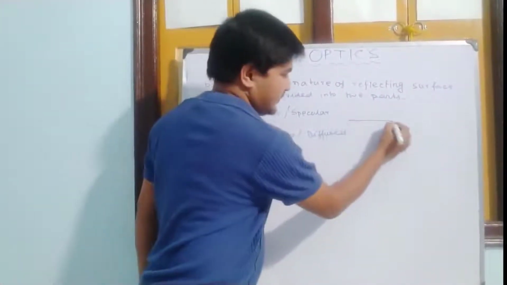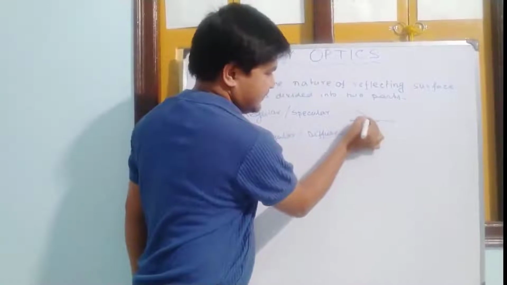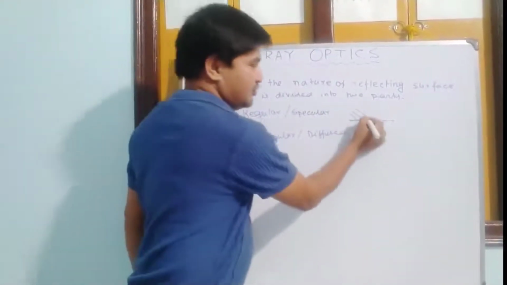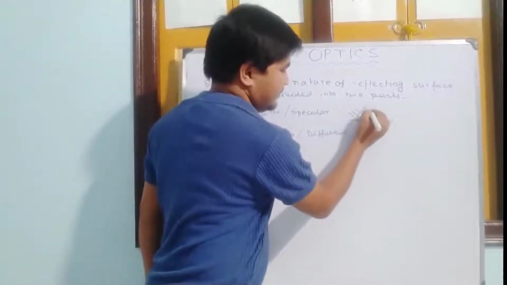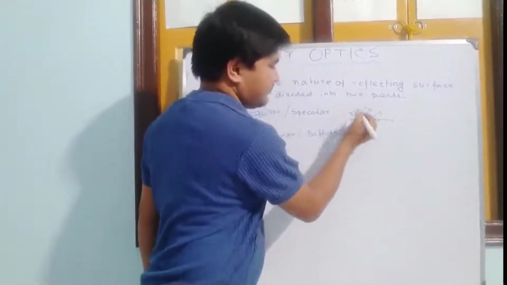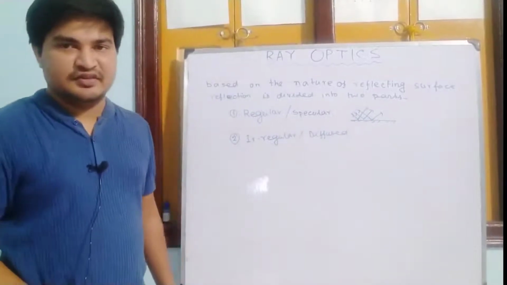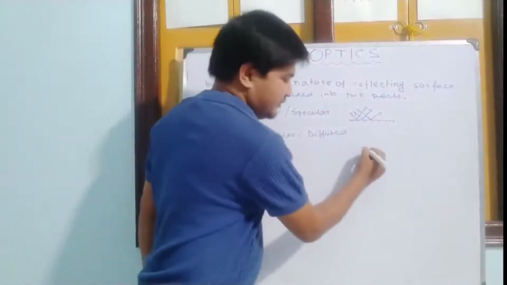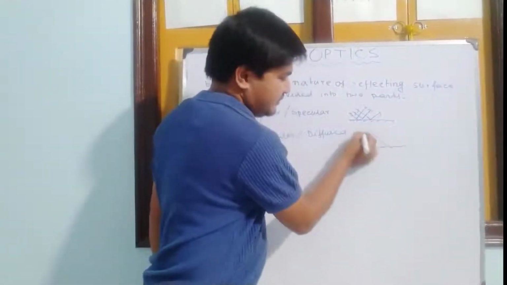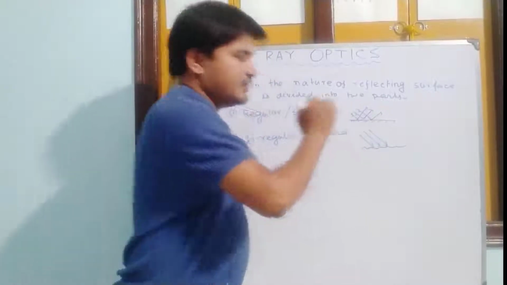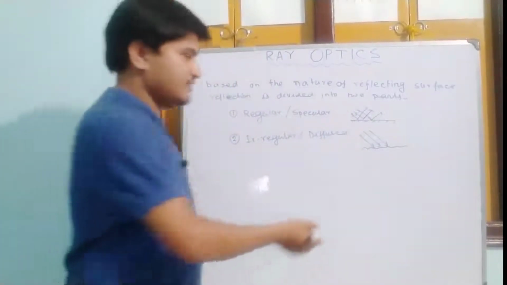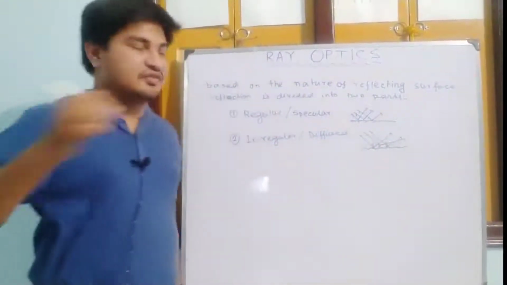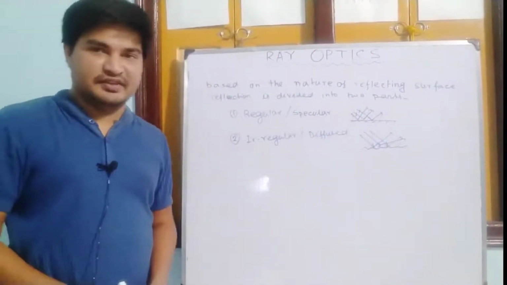If I consider a smooth surface and a parallel beam of rays incident on that surface, then after reflection those rays will reflect parallel to each other. This is regular reflection. And irregular or diffused reflection is the type of reflection in which if a parallel beam of rays is incident on a rough surface, then after reflection the rays move in different directions. This is called irregular or diffused reflection.